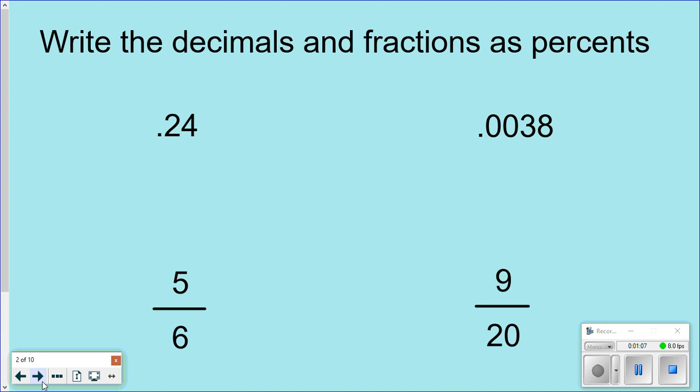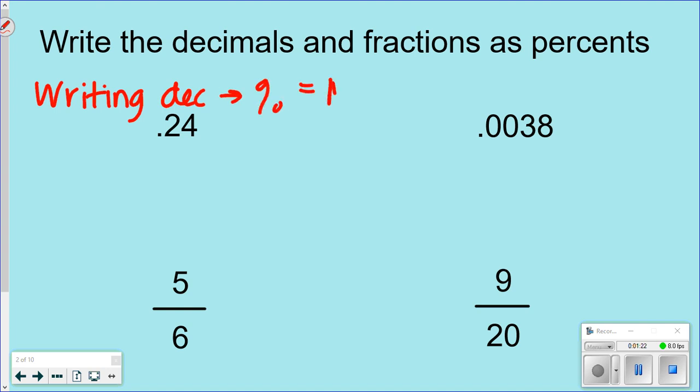So the first thing I want to talk about is a refresher, and it's writing decimals and fractions as percents. So there's some basic rules for writing decimals as percents. So this is what I have below. Decimals to percents. And to do that, you would move the decimal 2 places to the right.